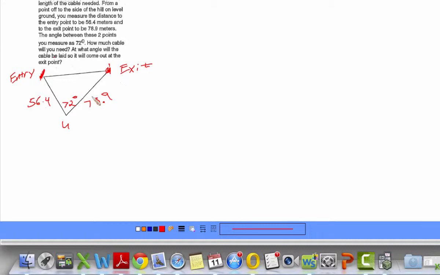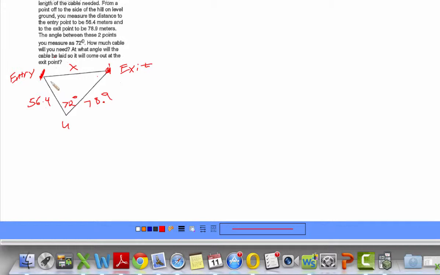We're focused mainly on how much cable you need, which means we're looking for this. Initial reaction is law of sines, sine of 72 over x, but the problem is I have neither one of these. Now there are two ways you can solve this problem. One way is using the Pythagorean theorem a couple of different times. But another way is to use the law of cosines, which we haven't talked about yet, but it's just a formula that you can plug stuff into.